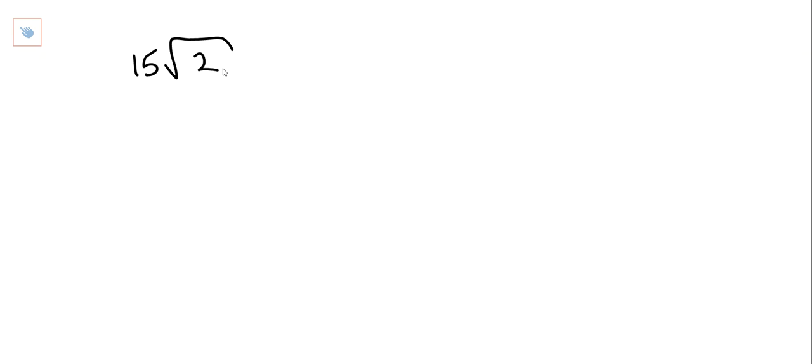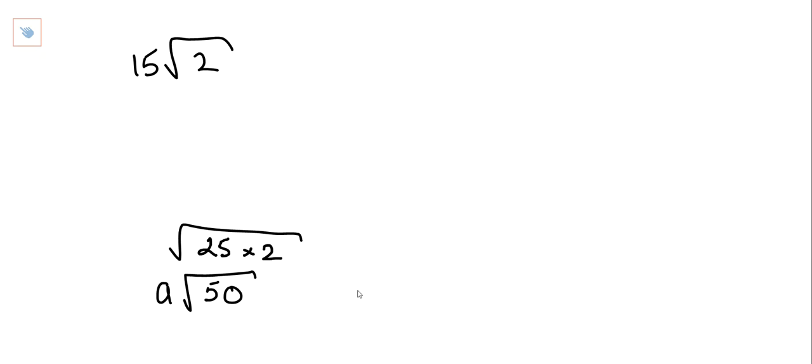Okay, so it's 15 root 2 equals A root 50. So I put it at the very bottom, A root 50. And then above that I thought, okay, what times 2 equals 50? And I did 25 times 2 equals 50. So I put that on top.